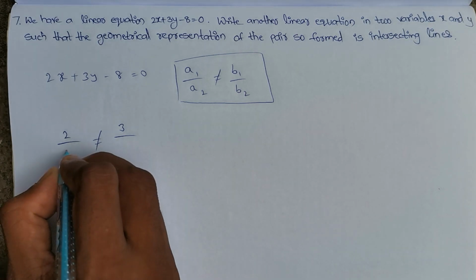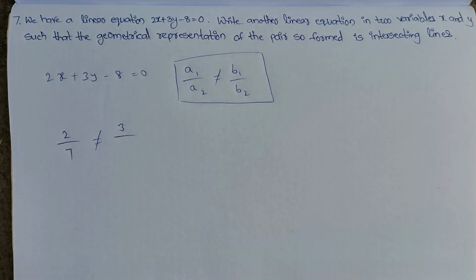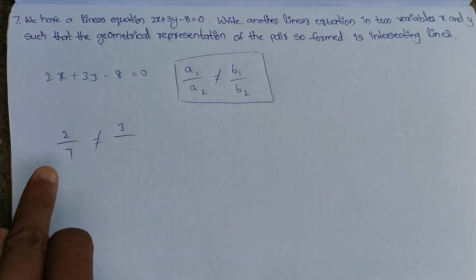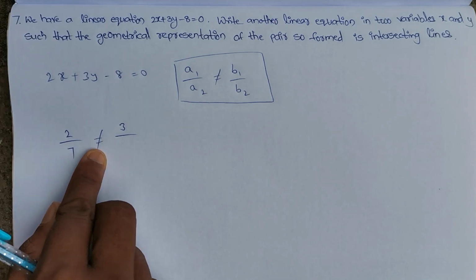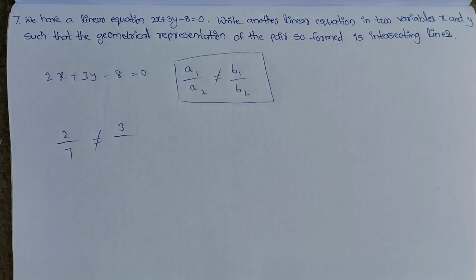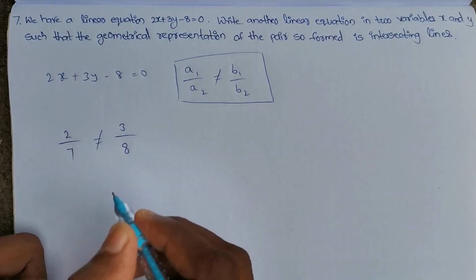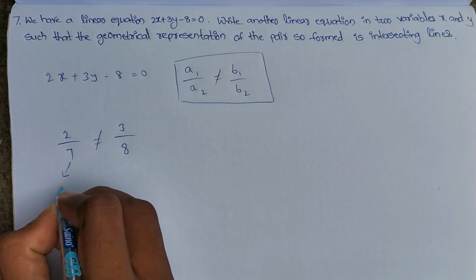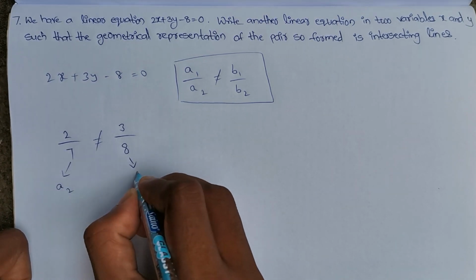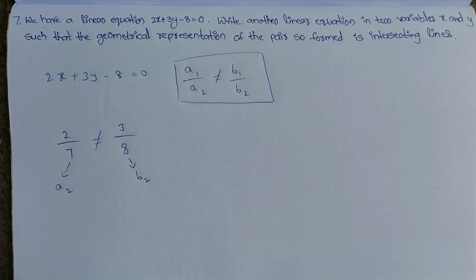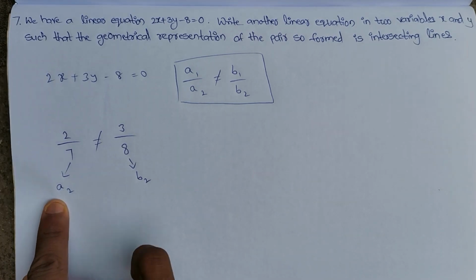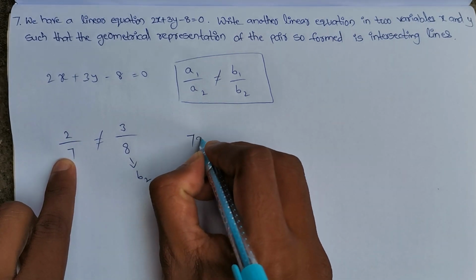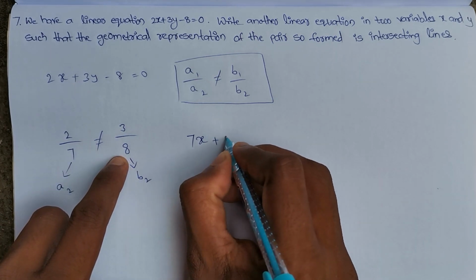Now for example, here I am writing number 7. That is your wish, no need to write only 7, you can write 3 also, you can write 4 also, but the only thing is that here 2 by 7 should not be equal to 3 by something. So here some other number I am writing 8. 2 by 7 is not equal to 3 by 8. It means this is A2 value and this is B2 value. So now by this A2 and B2 we need to create one more equation. Here 7 I wrote, so that's why 7x. Here 8 I wrote, that's why plus 8y.